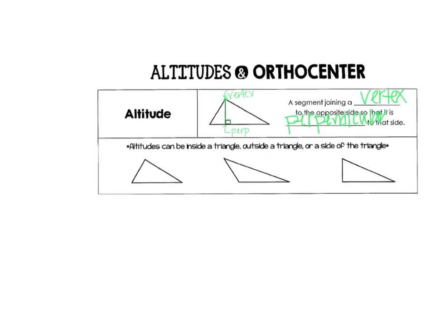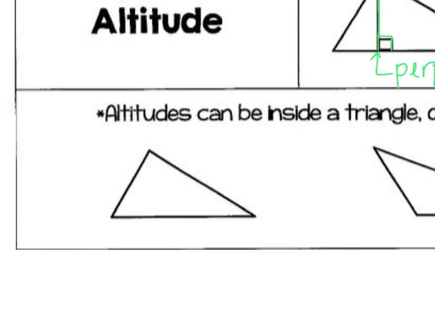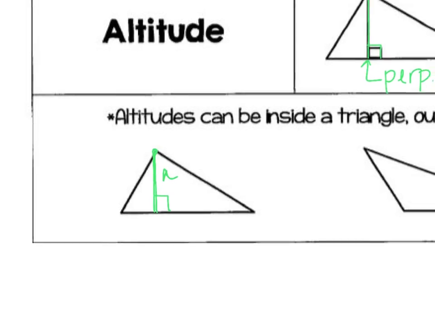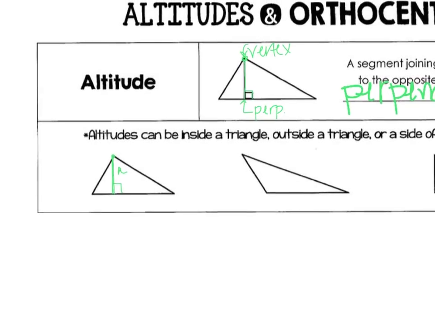All right, now altitudes can be inside a triangle, outside of a triangle, or on the side of a triangle. So for example, if it's inside of the triangle, it could look like this. So we go from the vertex to where it would make it perpendicular, and it would be right there. So this right here would be our altitude, and that would be, let's call it A. That's our altitude.